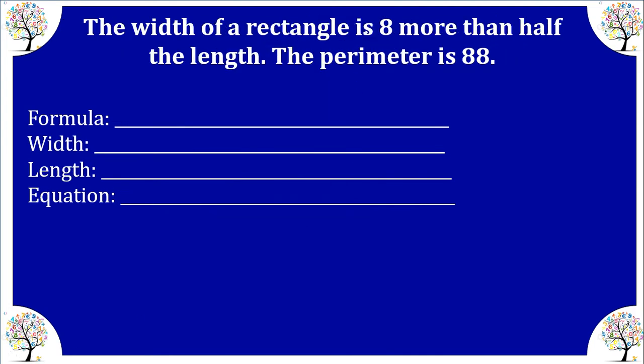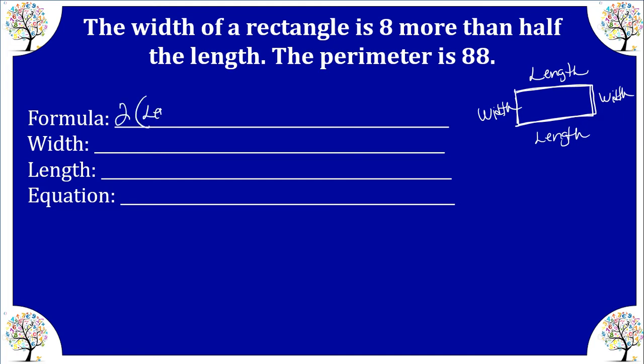The width of a rectangle is 8 more than half the length. The perimeter is 88. We're talking about a rectangle and its perimeter. So that is distance around. So we have 2 lengths plus 2 widths in our rectangle. So the formula is 2 times the length. Please put length in parentheses. It will help ensure you don't make a careless mistake. And plus 2 times the width equals our perimeter of 88.